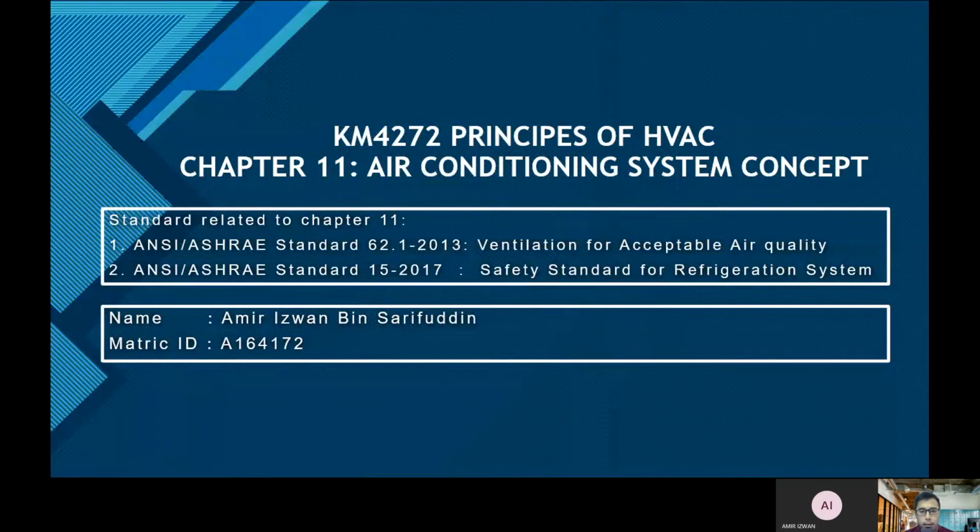I'm going to repeat principle of HVAC. HVAC standards related to chapter 11, air conditioning system concept. Standards related to chapter 11 are standard 62.1 and standard 15. Standard 62.1 is ventilation for acceptable air quality. Standard 15 is safety standard for refrigeration systems.